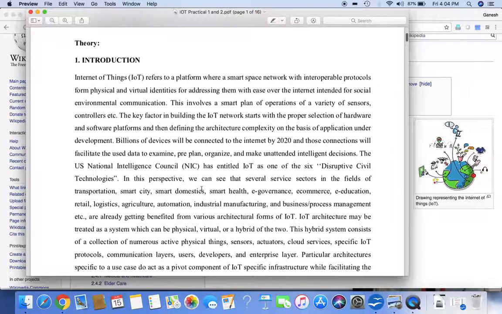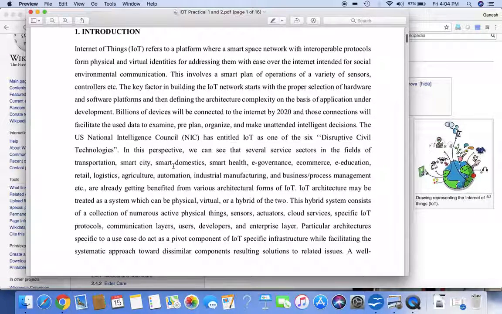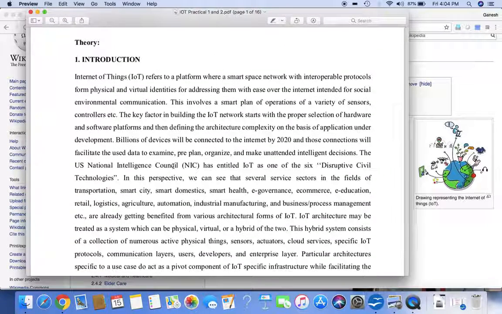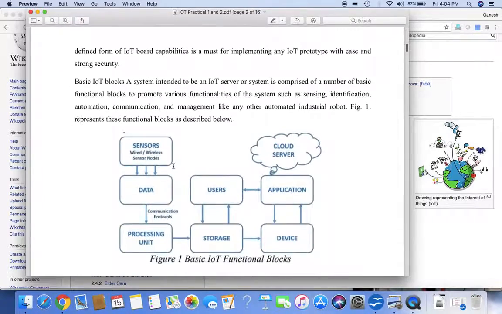Let's move toward the introduction of the IoT. IoT refers to the platform where the smart space network with interoperability protocol forms the physical and the virtual identities for addressing them. If I'm talking about the very basics of IoT, the IoT is nothing but any embedded device which is connected to the internet is known as an IoT device, and that device is known as a node of that IoT.